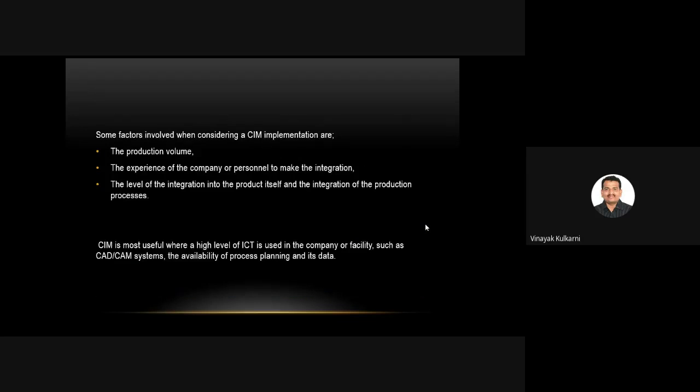Some factors involved when considering a CIM implementation are the production volume. If you want to go for automation, your production volume should be high. If it is only a few hundreds, then you usually don't require automation, because for a few hundreds, the laborers can produce those and deliver them to the companies.